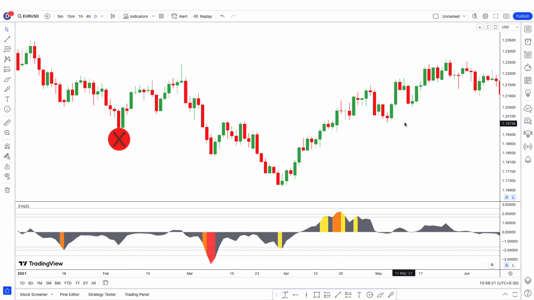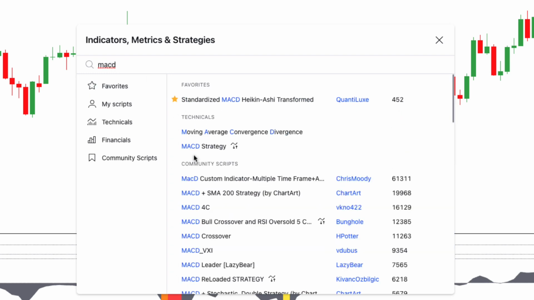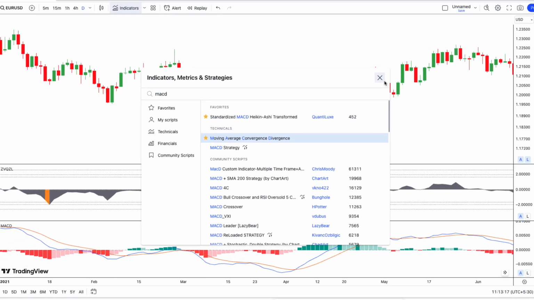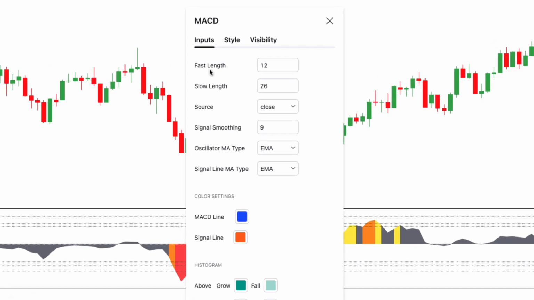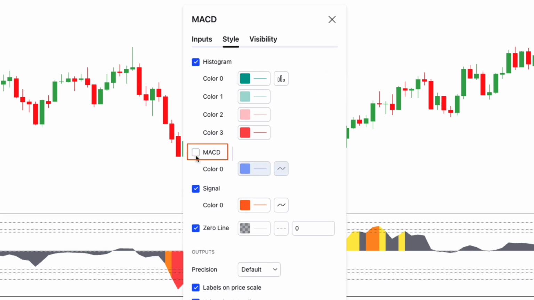Just to show you an example here, let me add MACD to our charts. Moving average convergence divergence, this one. And let me change its settings. Here we go to the indicator settings, and for the fast length we set it at 36. And for the slow length, we set it at 144. And then we go to the Style tab and we remove MACD line and signal line.